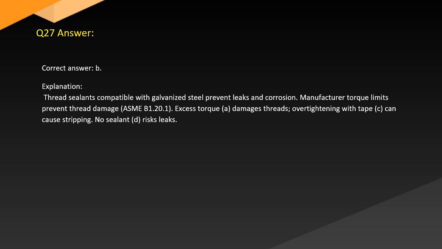Answer. Correct answer B. Explanation. Thread sealants compatible with galvanized steel prevent leaks and corrosion. Manufacturer torque limits prevent thread damage. Excess torque A damages threads. Overtightening with tape C can cause stripping. No sealant D risks leaks.